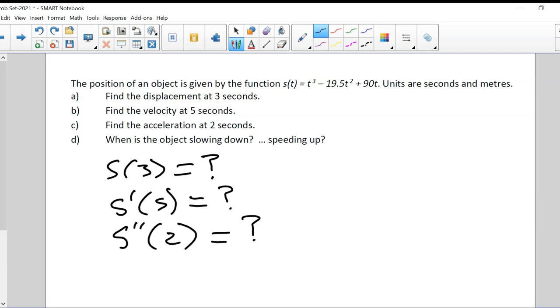Okay, let's get to the part that I think people might need some help with. When is the object slowing down? When is the object speeding up? That takes a bit more work. So here's what we're going to do. We know that we have to compare our velocity with our acceleration. That's the way this is done. So I'm going to get my S prime of this function first, which is equal to S prime of t. Let me do this better.